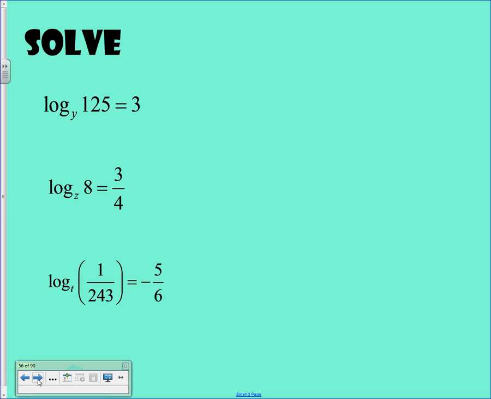Same thing in example H, but now our y is down at the bottom. So it's same circle no matter where your variable is. So this time I get y to the 3rd equals 125. I want to know what to the 3rd power is 125, and that's 5. So my answer is 5.